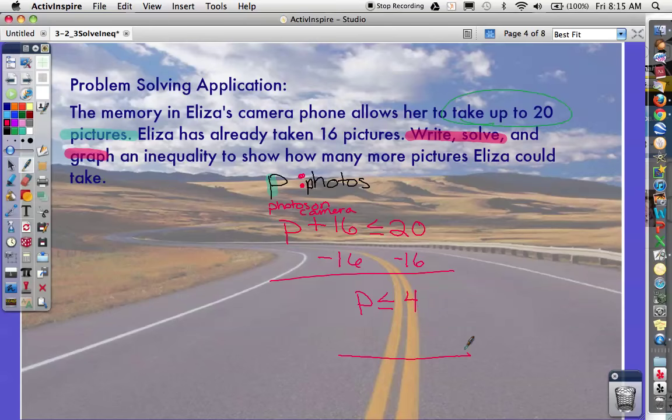Now, think about this word situation. Can we take part of a photo? Can we take a negative amount of photos? We cannot. So you want to make sure your graph shows that you can't go into the negatives and that you really have to take a whole picture. You can't have part of a picture either. How would you graph that? Think about that for a second. Since I want to go down to 0, but also show 4, make sure that's on there.